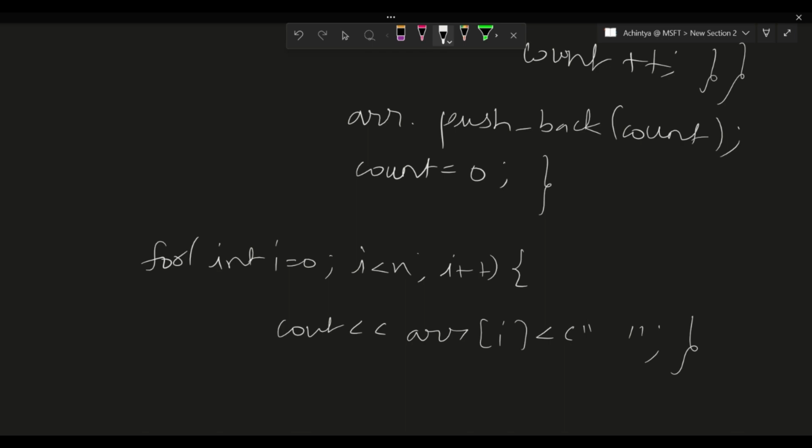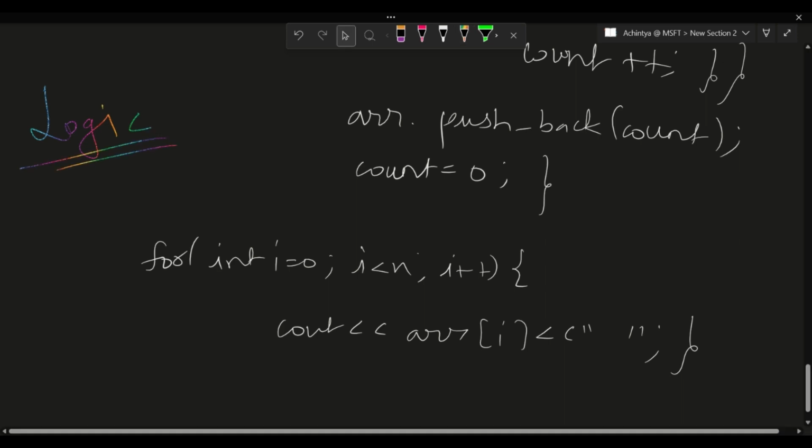Any doubt? If you have any doubt, just tell your doubts in the comment section. By the way, I will make videos on C++ STL, pair, vector, everything, so no need to worry about that. This is the main logic of the code. If you have understood the logic, that's enough. You can just use a 2D array and try it out. So yeah, this was the logic.